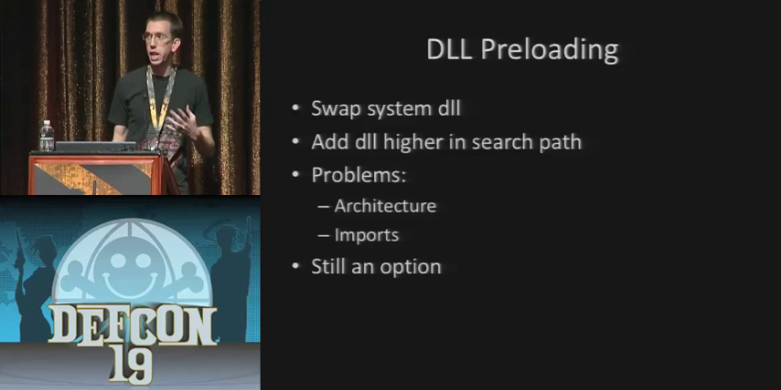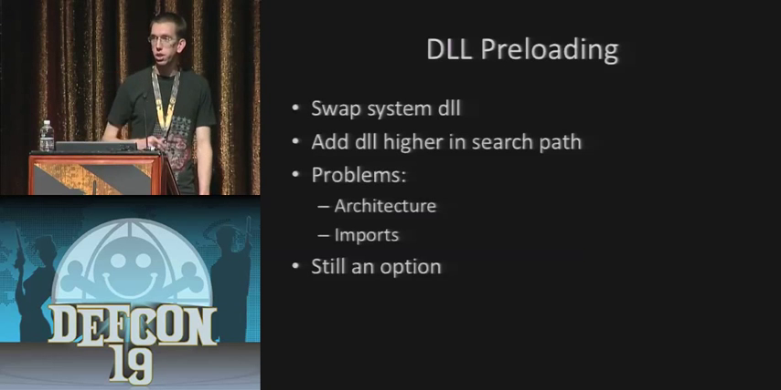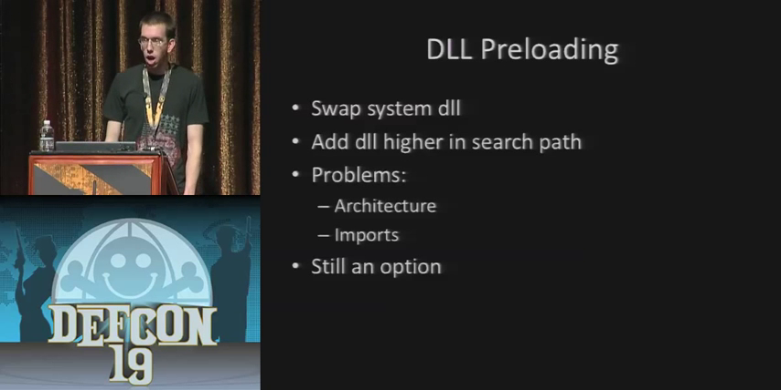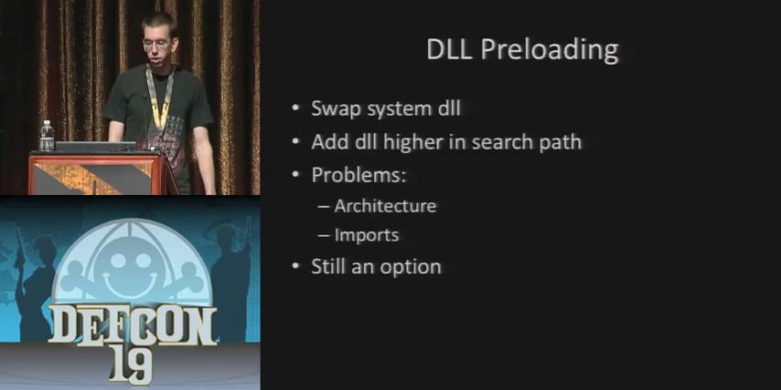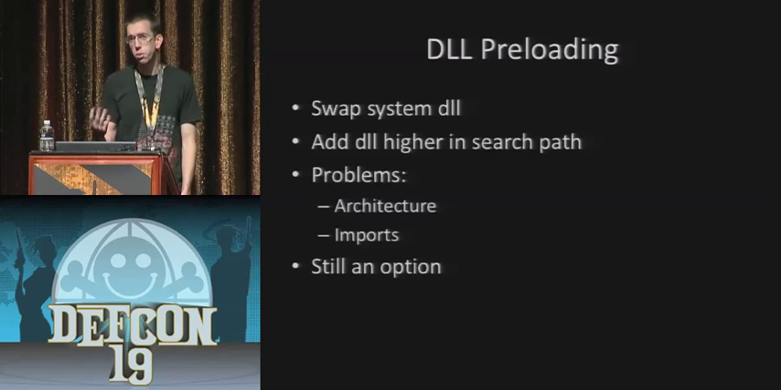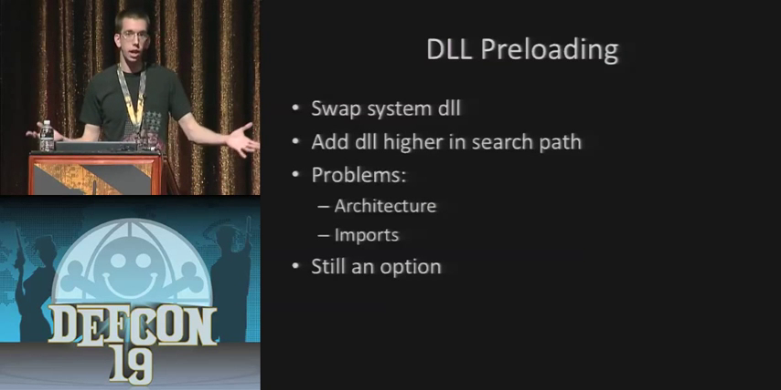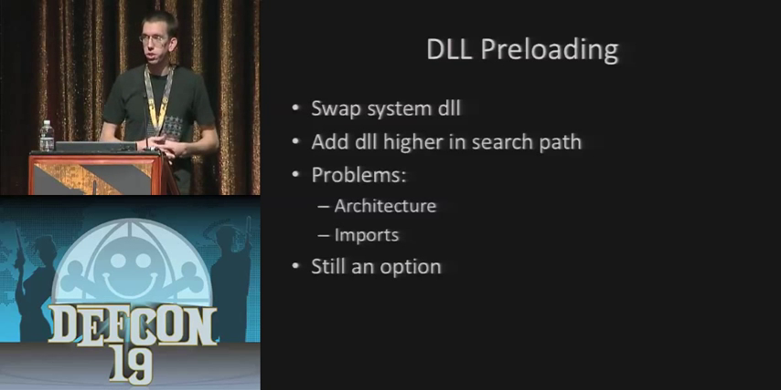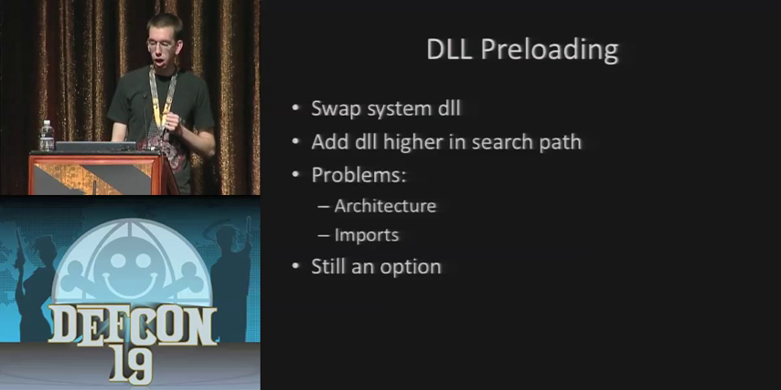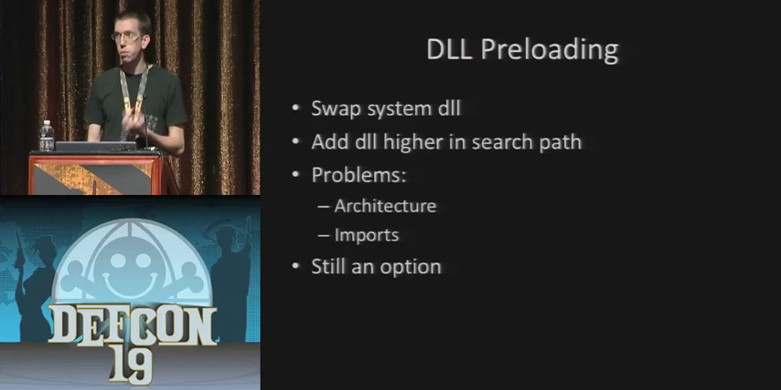So I'll just take a system DLL, which I know is going to be loaded up, swap it with my own. That'll have my shellcode in it. That'll do whatever I want it to. Or maybe I could load it higher in the search path. Once again, you will have to watch for the architecture, but you can make x86 and x64 versions, so that is still an option. Another problem is with the imports.